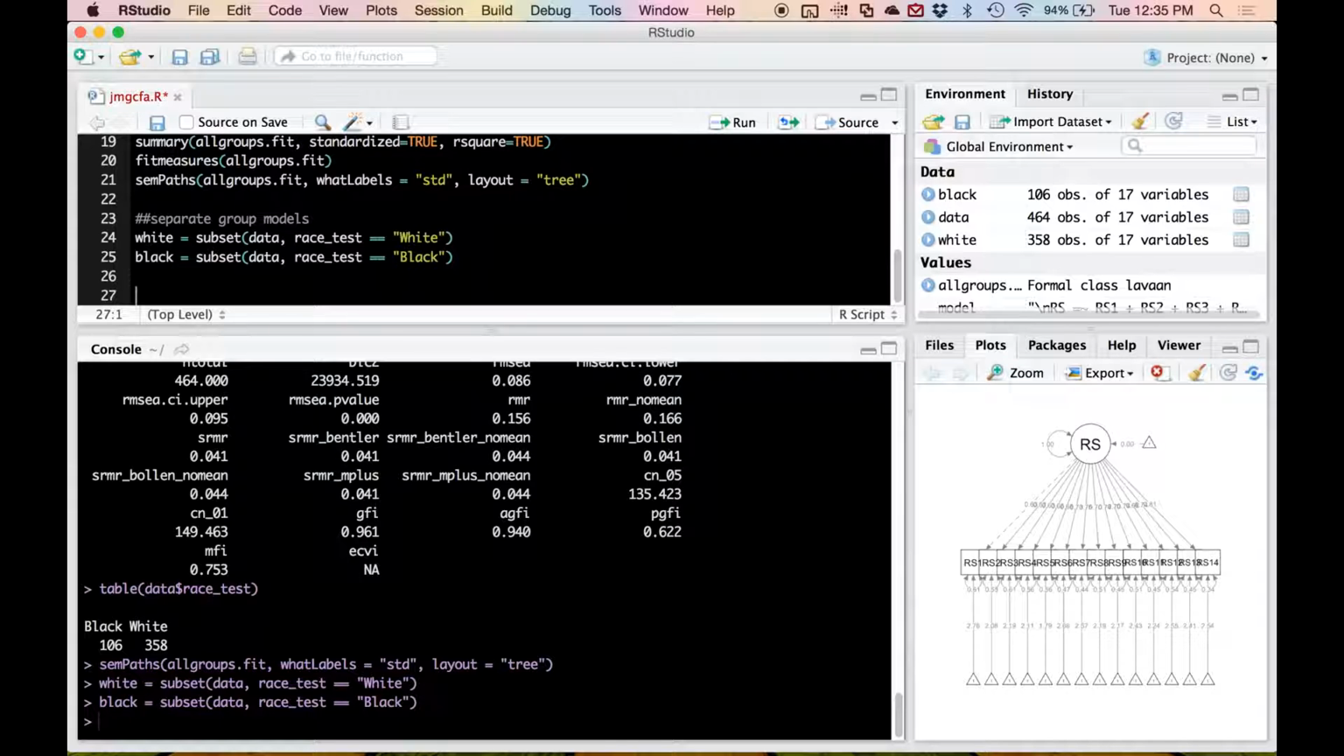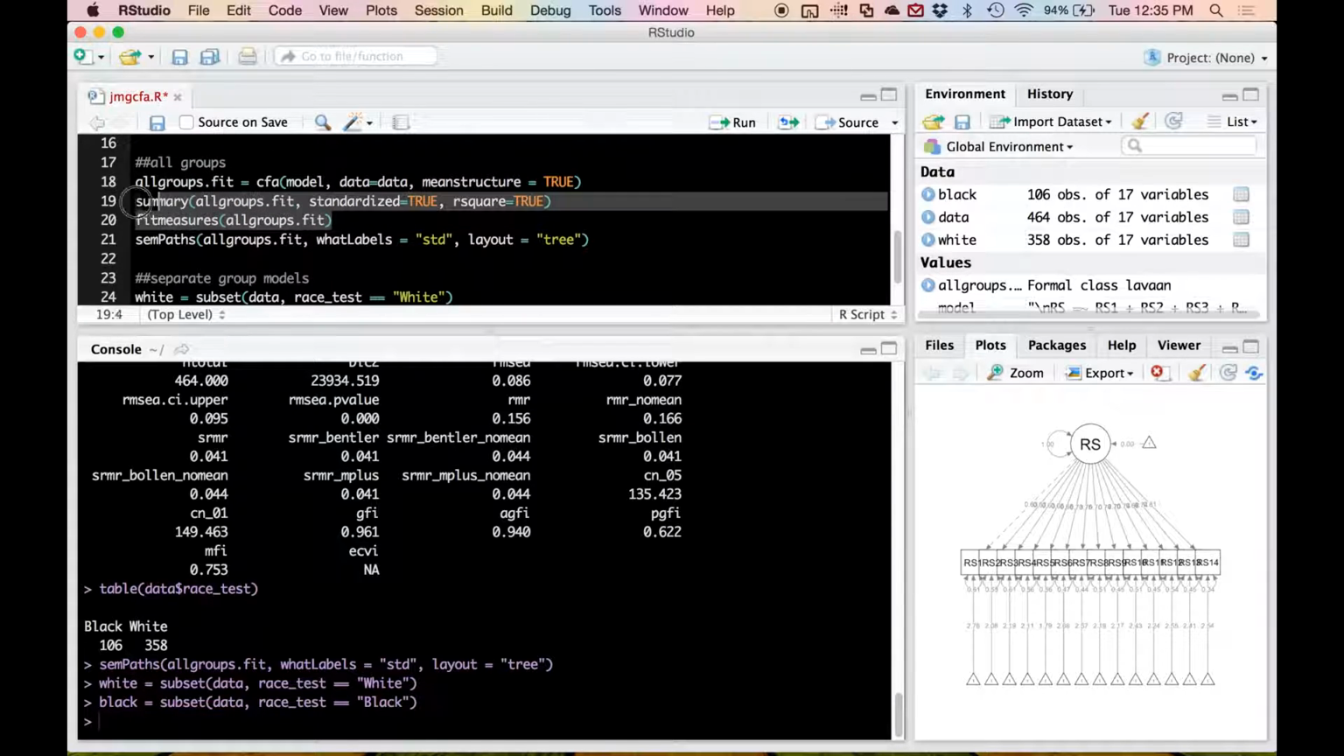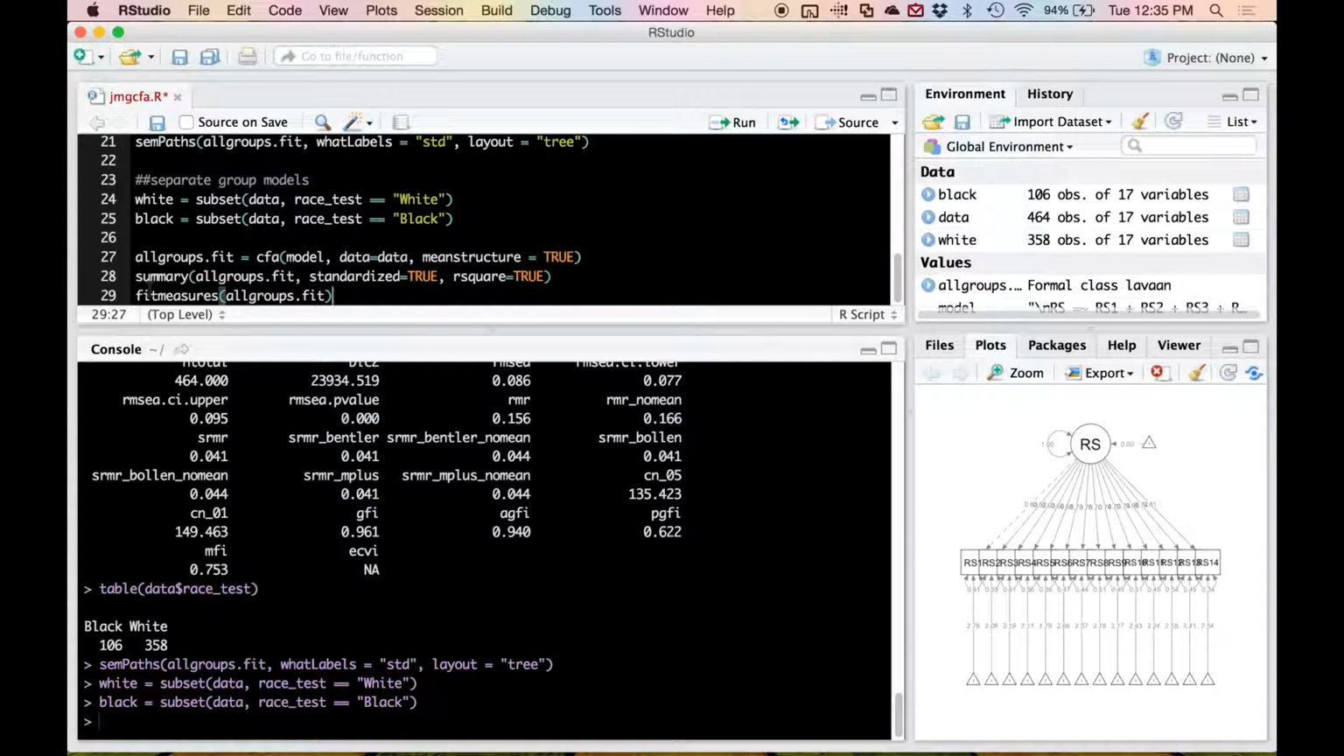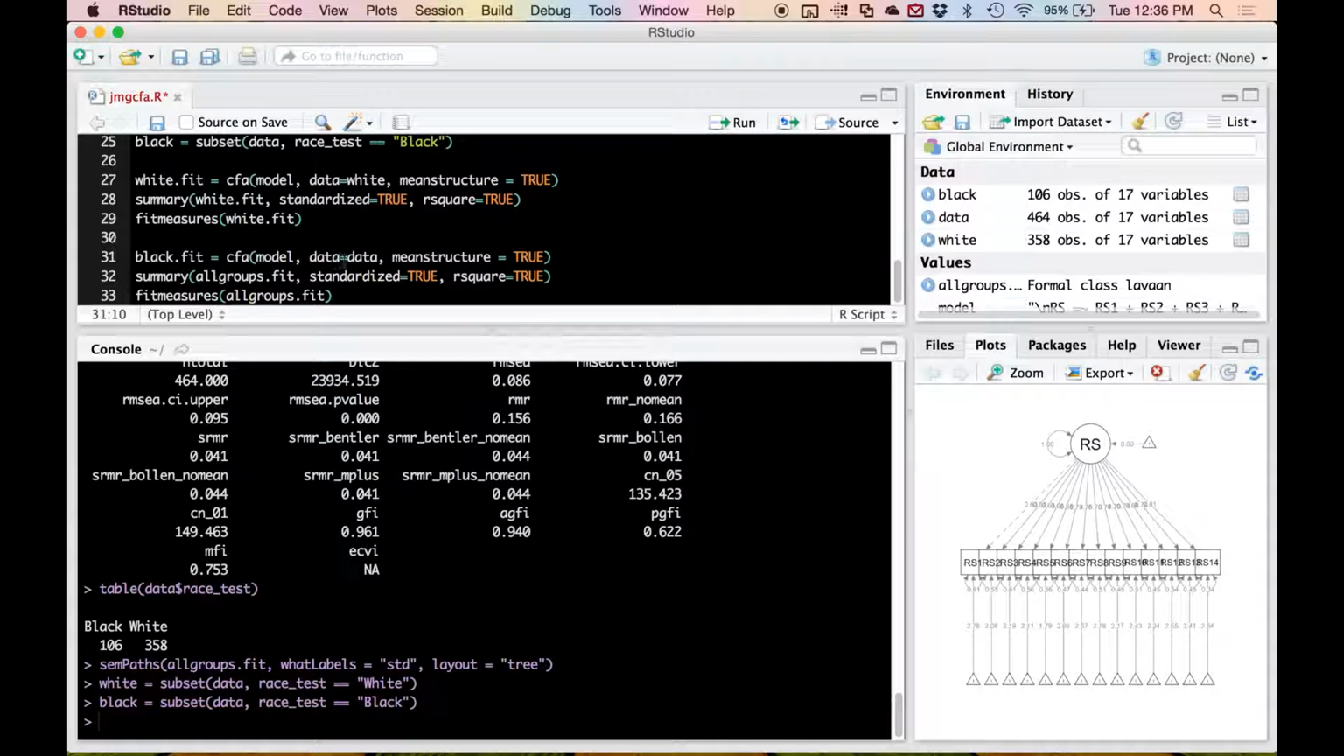And then I essentially want to do the exact same code that I did for all groups. So I'm actually just going to copy it to save a little bit of time. And I want to do that same thing twice, once for each group. So I'm going to do this as the white group. Now I have my model. It's the same model. We're using the same model the entire time. But now I want to change the data to be my white data. And then for my summary, I want to change all of these to be the same name. Then we're going to do the same thing down here. Change this data set to black.